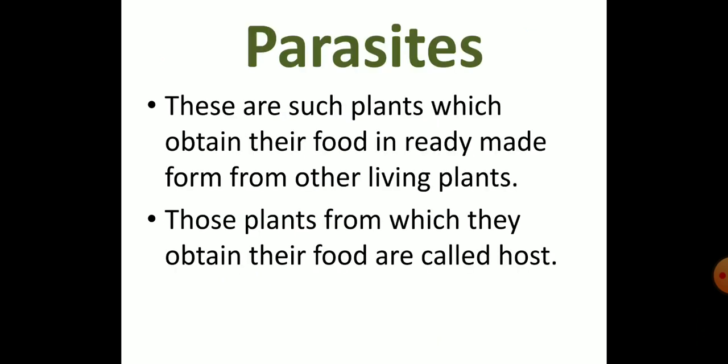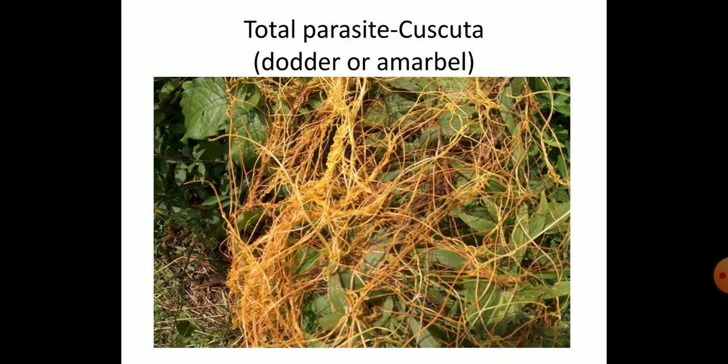These are such plants which obtain their food in ready-made form from other living plants. Those plants from which they obtain their food are known as host plants. So parasites will be dependent on the host plant for their food and for water and mineral supply. A very good example of a total parasite is Cuscuta. It is also called dodder or amar bel.